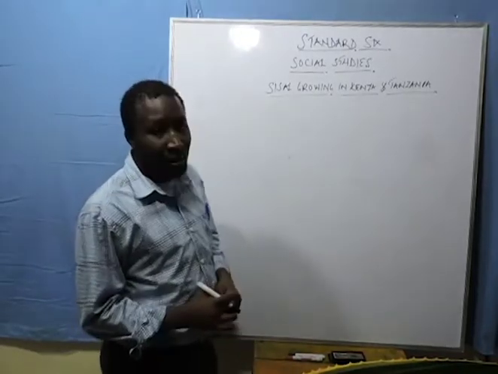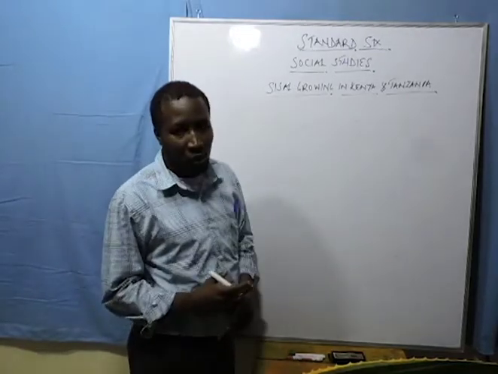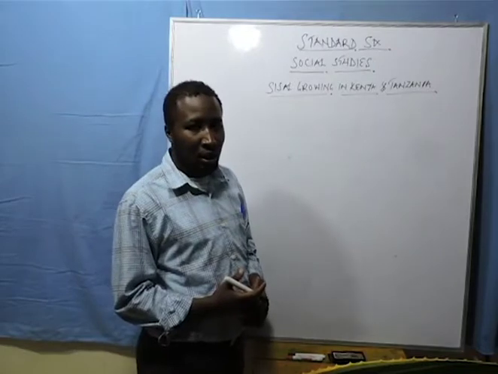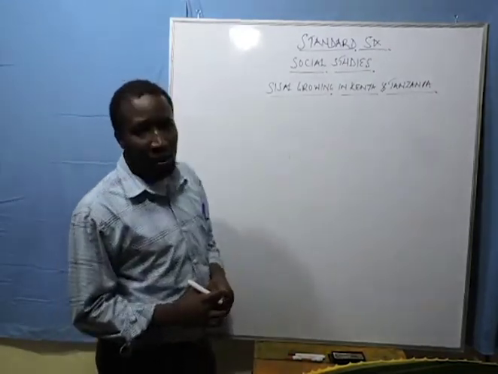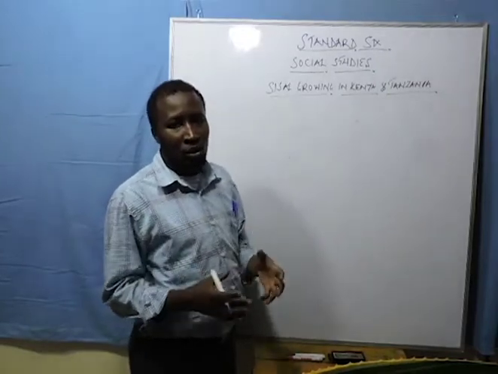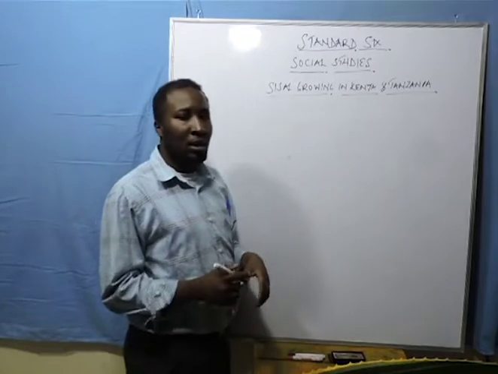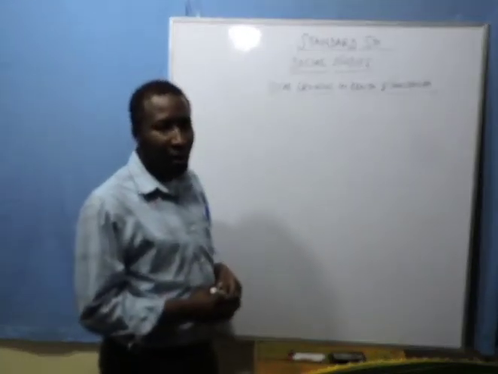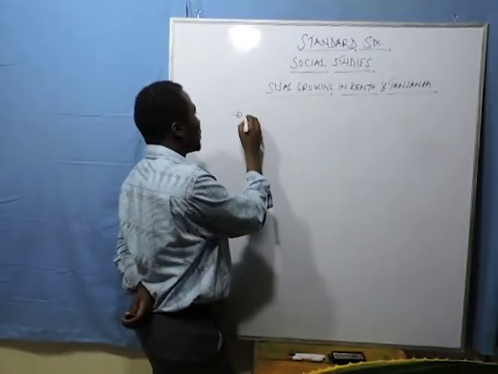Looking at social studies, standard 6, looking at a very interesting subtopic known as Sisal growing in Kenya and Tanzania. Now, looking at Sisal, we need to understand when Sisal was introduced in Eastern Africa. First, Sisal was introduced in Eastern Africa by the Portuguese in the year 1893.